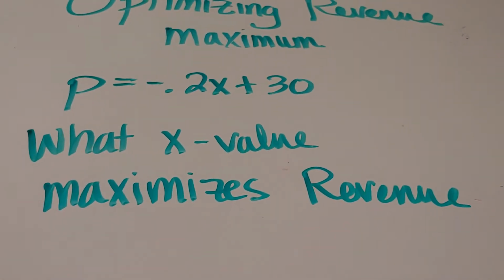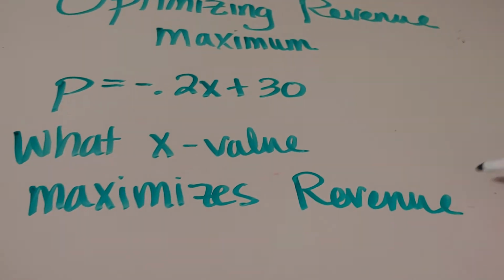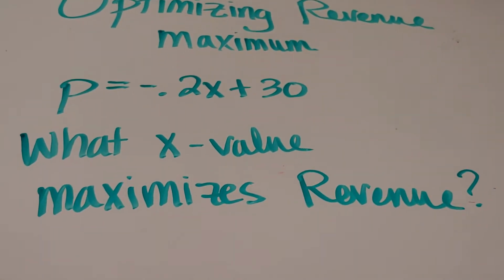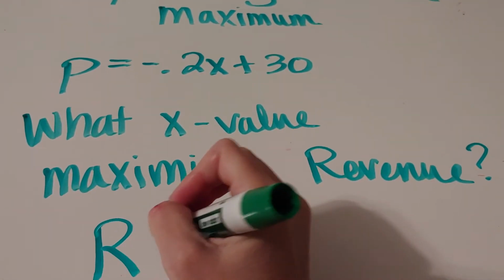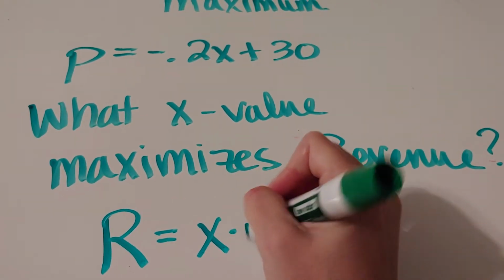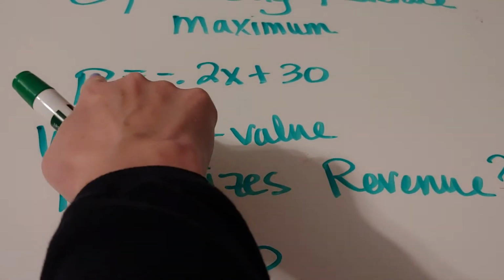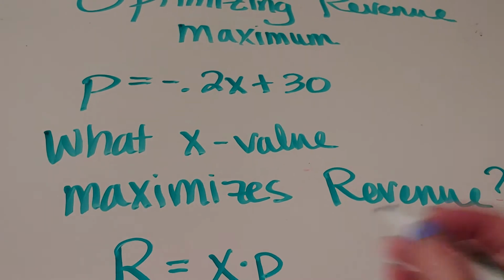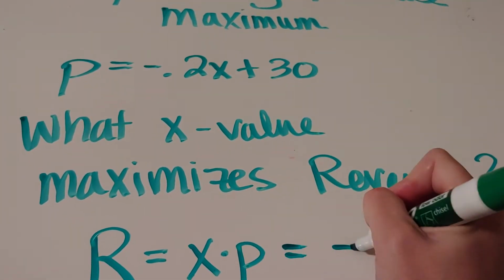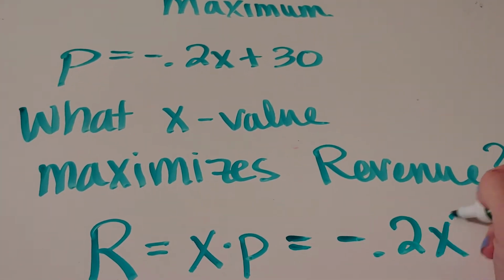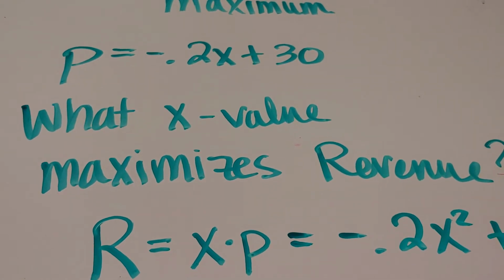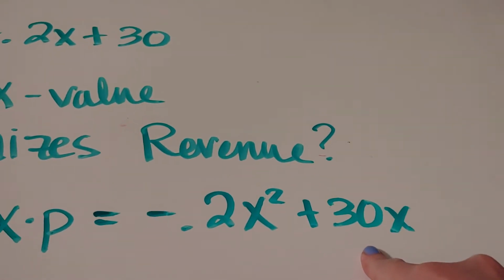Okay, well, we have to remember, how do we get the revenue function when we have the demand function? So the revenue is x times the demand function. So I'm going to multiply this demand function through by an x. So what we should get is negative 0.2x squared plus 30x. So this is the function that I want to find the max of.